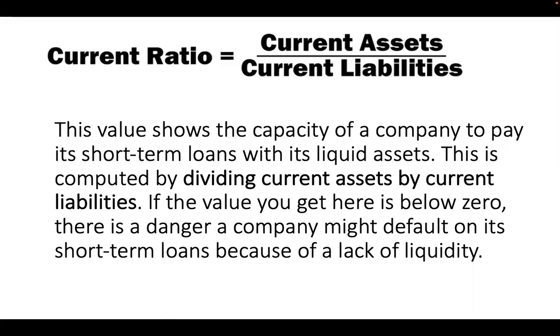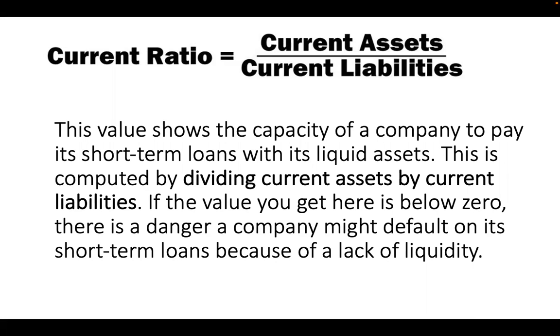The second, this is the formula you might all be aware of, is the current ratio, which equals current assets upon current liabilities. This value shows the capacity of a company to pay short-term loans with its liquid assets. तो करंट रेशियो से हमको पता चल जाता है कि अगर हमारे कुछ शॉर्ट टर्म लोन या शॉर्ट टर्म कमिटमेंट्स हैं वो कंपनी पे करने की पोजीशन में है या नहीं. This is computed by dividing current assets by current liabilities.